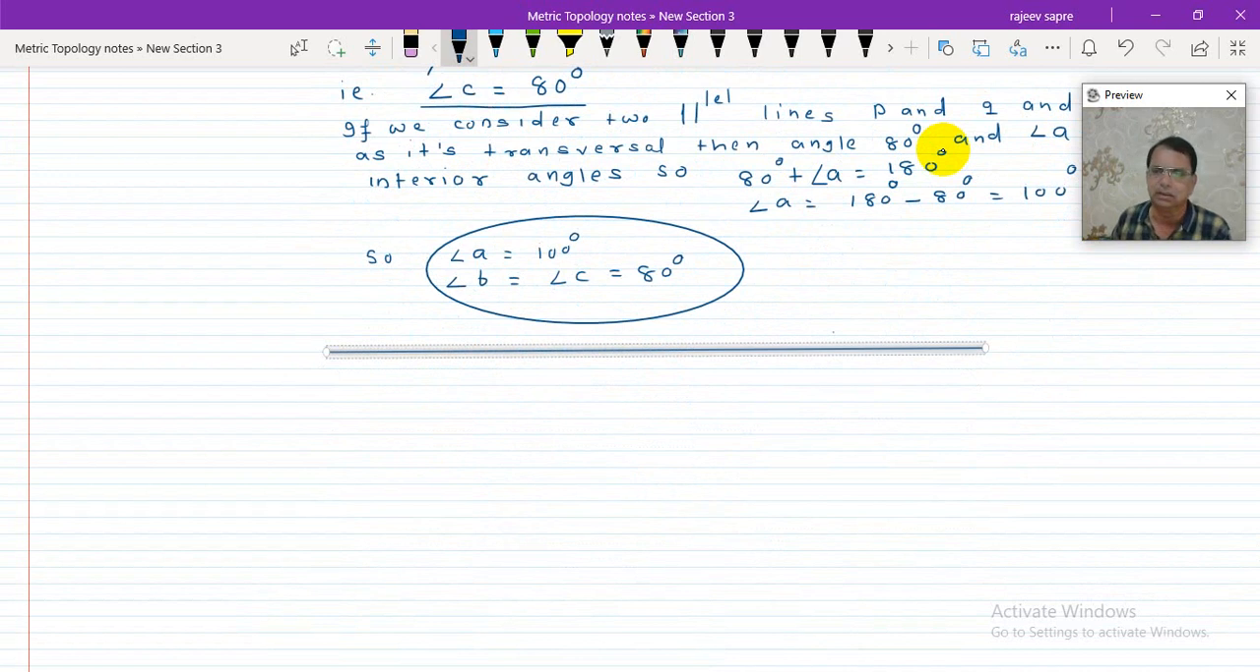Congruent. And you should know what is supplementary. Supplementary means the addition of those angles will be 180 degrees. Congruent means angles are of equal measure. So this is what you are required to know.